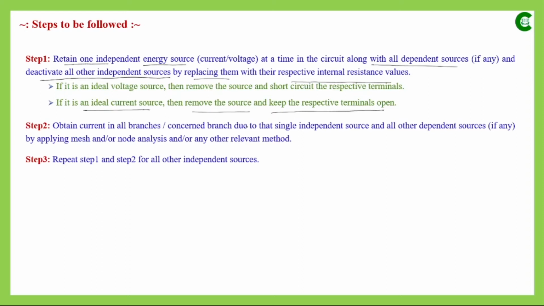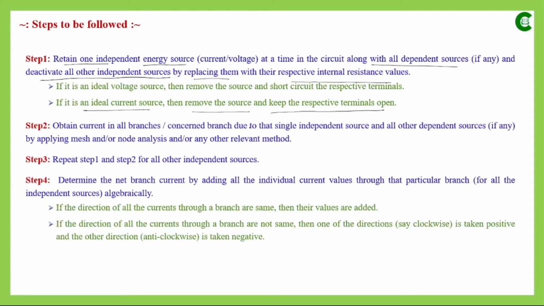So for the third source, this time we will consider the third source and we will deactivate all other independent energy sources. This way we will repeat step 1 and step 2 for all the independent energy sources one at a time. And then when this consideration is complete, we will algebraically add all the currents that we have found because of all those independent energy sources, if it is current.